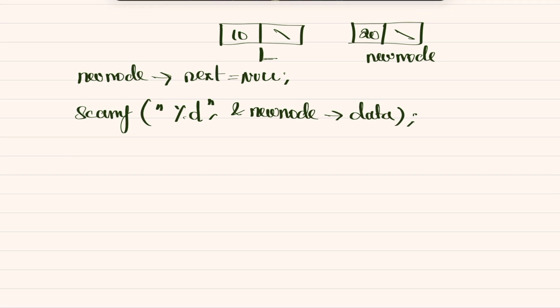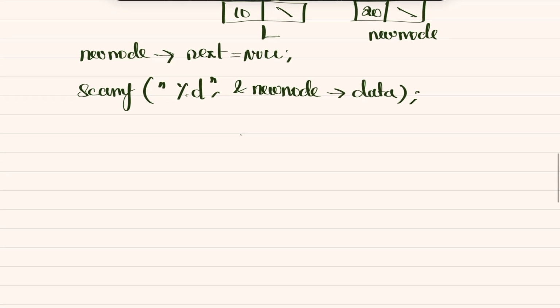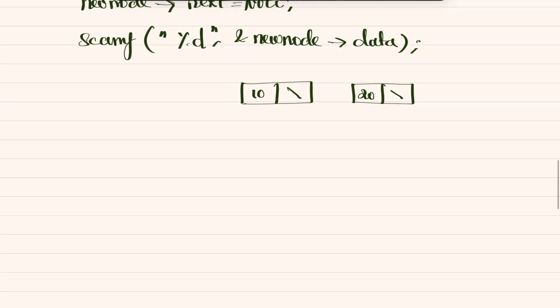So here, according to this diagram, we have the node with the value of 10, initially null, and here we have the new node, the value of 20, initially null. And now we are going to join those two nodes. So here we are going to have one statement.